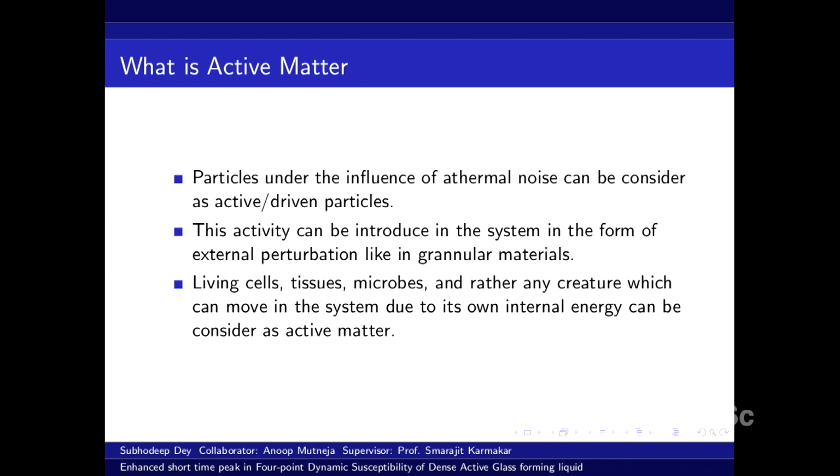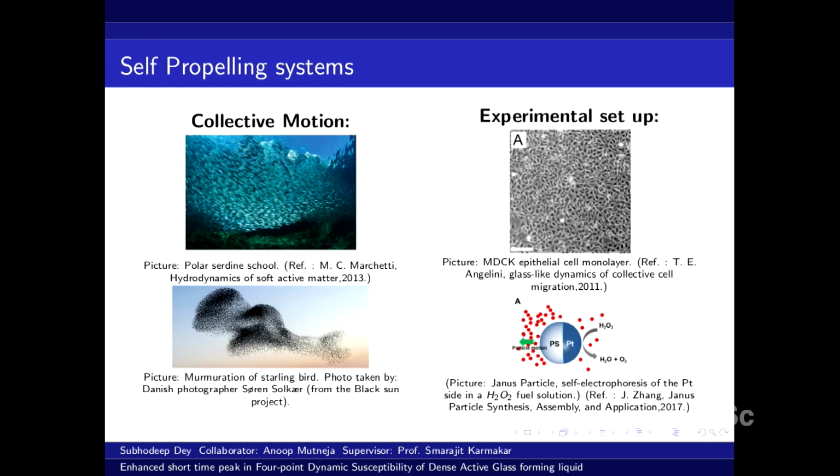Now again, what is active matter? Active matter in general is when a system of particles, due to their own internal energy, can move in the system. This has been shown in living tissues, and also in certain granular matter experiments where particles are vibrated in a disk, which injects energy into the system, and the particles show certain collective behavior due to their motion. So these are some examples which you might recognize from previous slides.